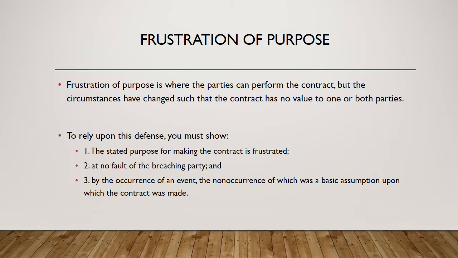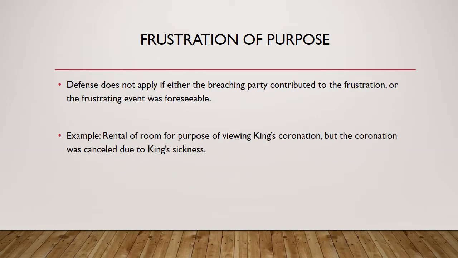So to rely upon this defense, you've got to show that, one, the stated purpose for making the contract is frustrated at no fault of the breaching party, and it was frustrated by an occurrence of an event, the non-occurrence of which was a basic assumption upon which the contract was made. The defense doesn't apply if the breaching party either contributed to the frustration or the event was foreseeable.